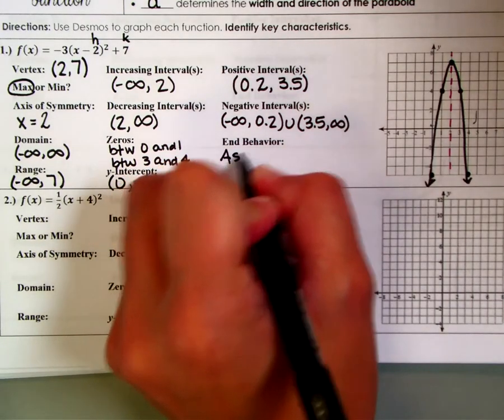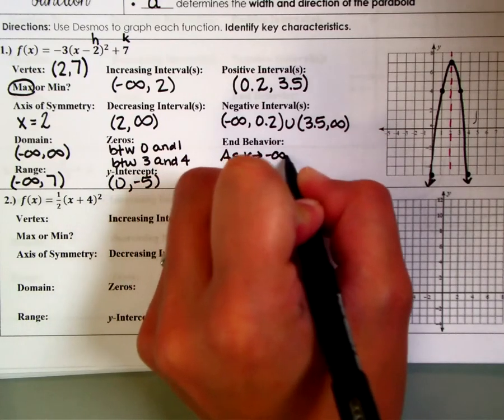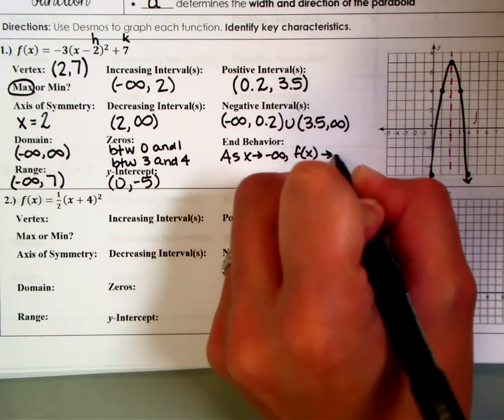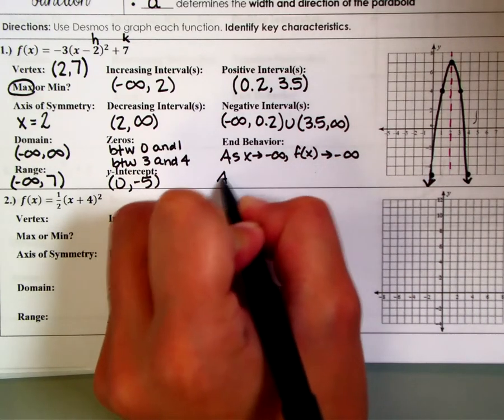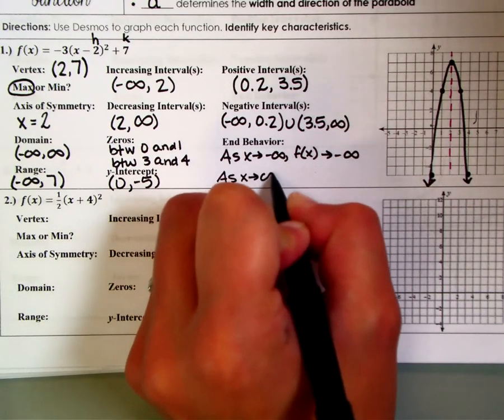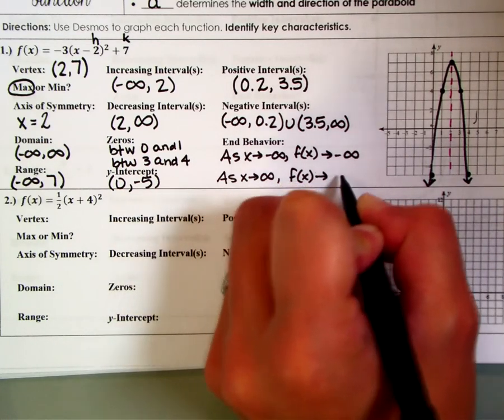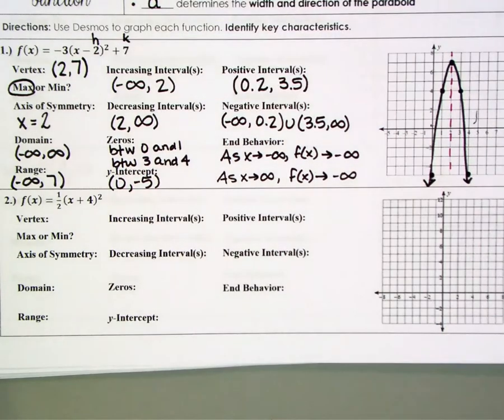We're going to have as x approaches -infinity, so the left side, my arrow is pointing down, which means that f of x is going to approach -infinity. And my right side, as x approaches +infinity, has an arrow pointed down, which means that f of x is also going to approach -infinity. And that is all the information. So we're going to keep practicing with that.